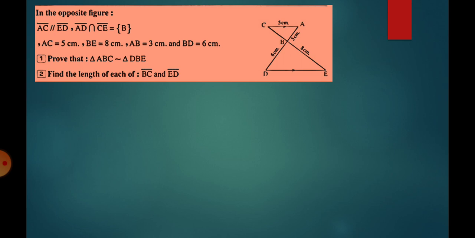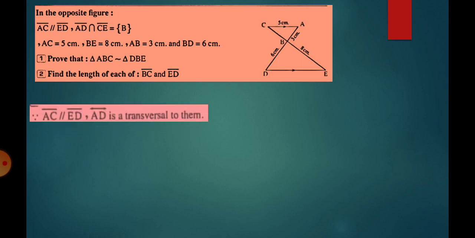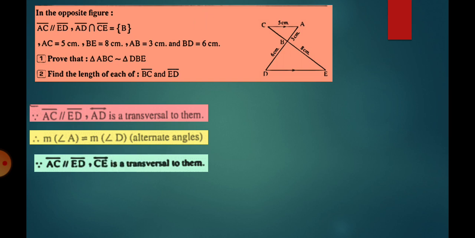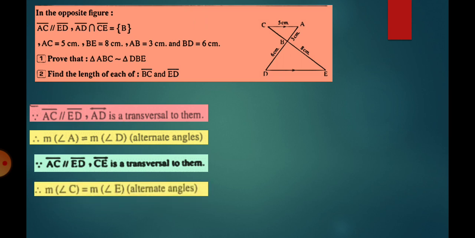First, AC is parallel to ED and AD is a transversal to them, then the measure of angle A equals the measure of angle D, alternate angles, letter Z. Since AC is parallel to DE and CE is a transversal to them, then the measure of angle C equals the measure of angle E, alternate.